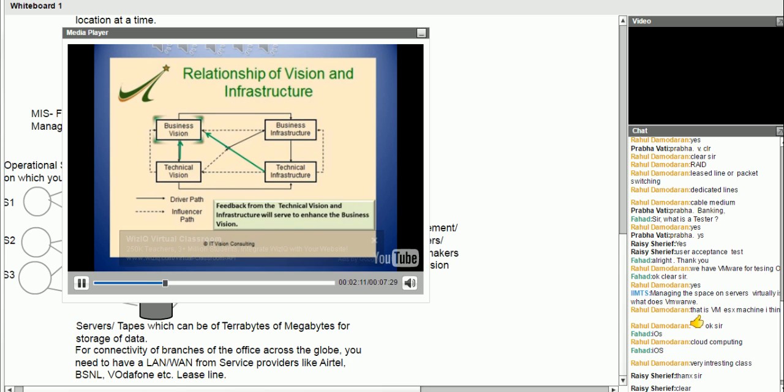In an organization with a highly respected IT leader and technology team, there will be some feedback to the business vision from the technical vision and infrastructure. This feedback will include information about how information technology might be used to not only support the business vision, but actually enhance it, thereby improving the future ability of the enterprise to deliver its product or perform its mission.